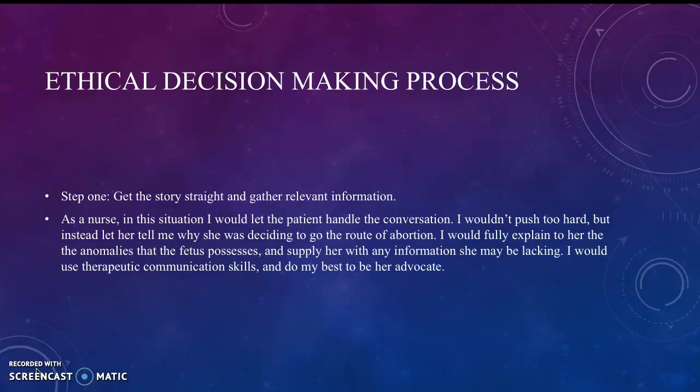Ethical decision-making process. Step 1, get the story straight and gather relevant information. As a nurse in this situation, I would let the patient handle the conversation. I wouldn't push too hard, but instead let her tell me why she was deciding to go the route of abortion. I would fully explain to her the anomalies that the fetus possesses and supply her with any information she may be lacking. I would use therapeutic communication skills and do my best to be her advocate.